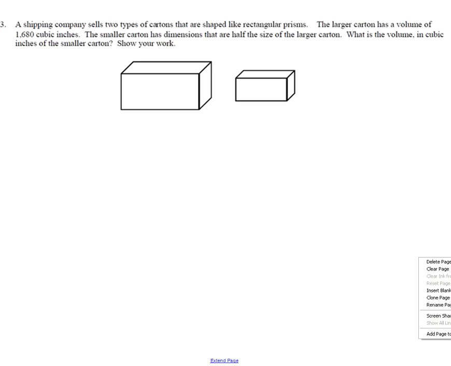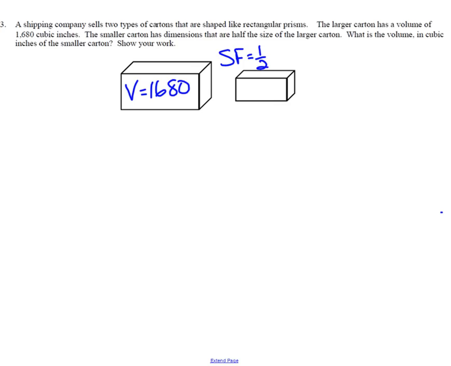All right, number 3. Here's another good one. A shipping company sells 2 types of cartons that are shaped like prisms. Larger carton has a volume of 1680. Smaller carton has dimensions that are half the size of the larger carton. So what can we say our scale factor is? 1/2. Now the reason we wouldn't switch this one around is because we want to consider the number that we know to be the original. So we just divide.